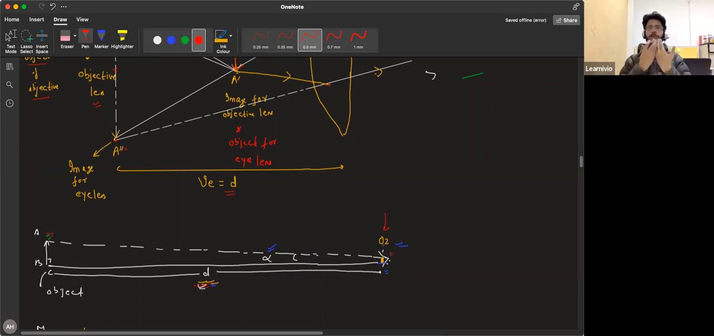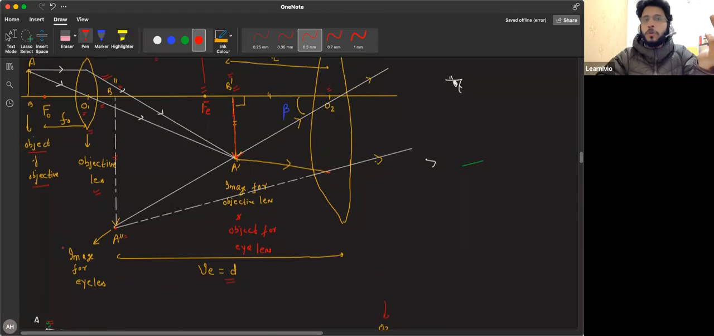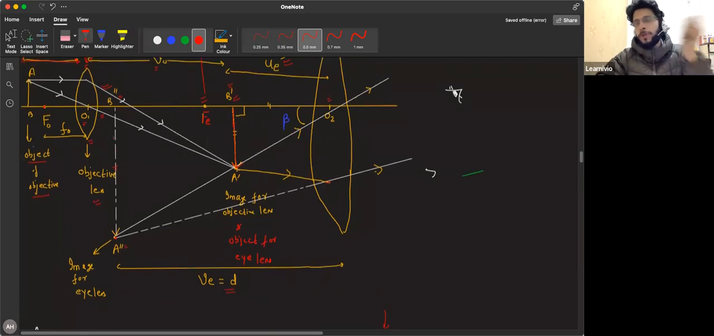So you want to compare the magnification of an instrument. What you will do is first look at the object without the instrument, and then look at the object with the instrument. So this AB is when you are looking at the object without the instrument. Without instrument, it's AB. With instrument, it's A double prime, B double prime.